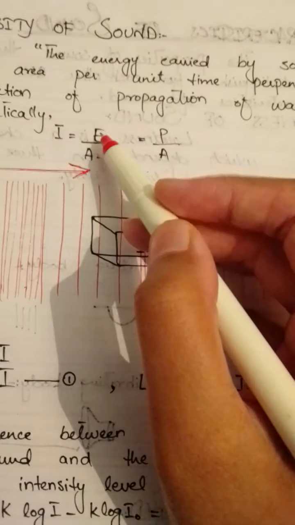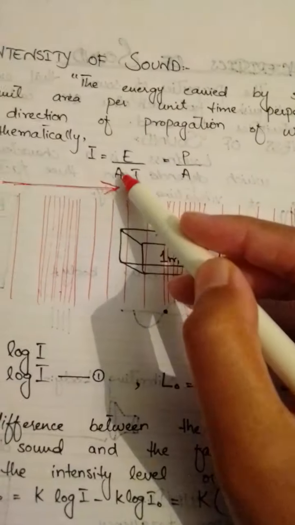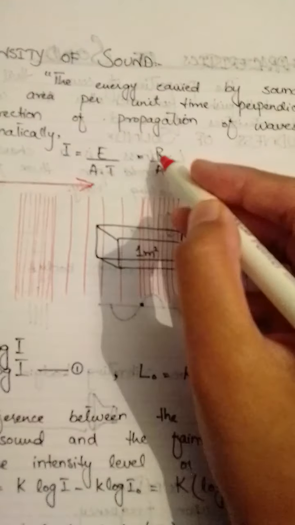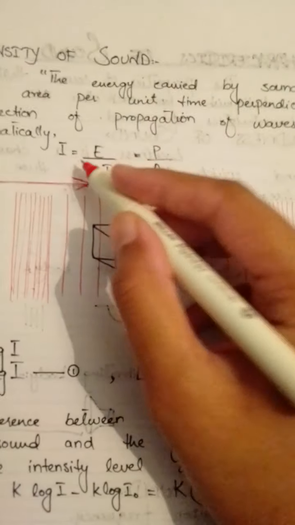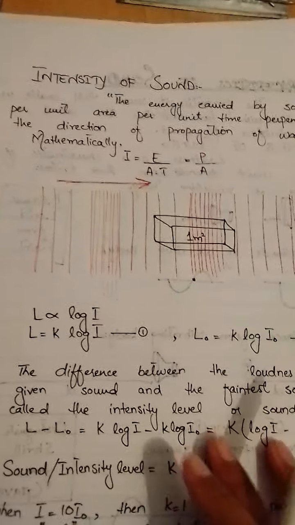So we mean that intensity is how energetic a wave is as it passes through an area in unit time. Okay, we also know that energy over given time equals power. So the intensity can also be defined as the power per unit area. Okay, we can demonstrate it using this diagram.